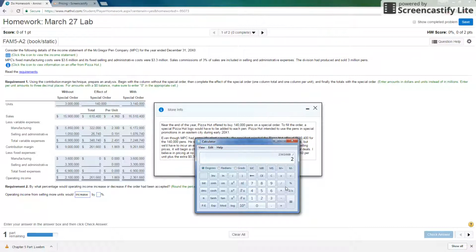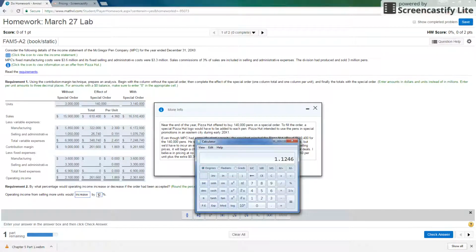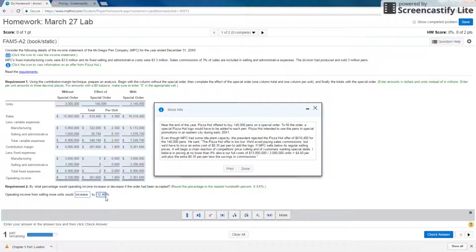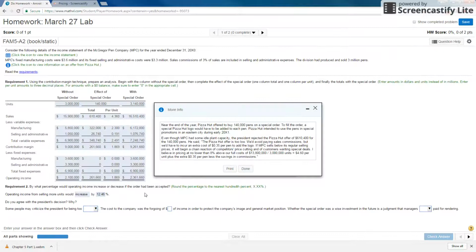2,361,660 divided by 2,100,000. It gives you 1.12, which is 12%. So it's 12 point, let's put the decimal, 12.46. And that's a good answer.